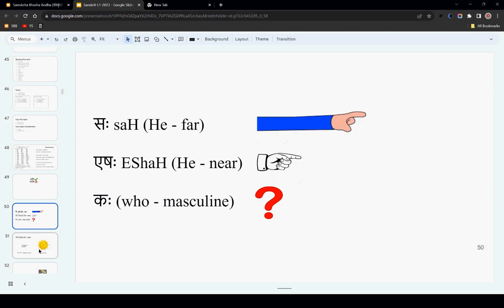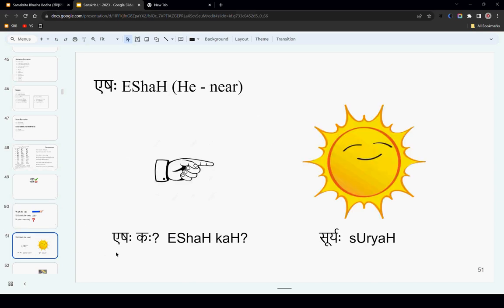But in Sanskritam, we have to use a word with a correct gender when we are using it in a sentence. Example here, Eshah kaha means who is this? Kaha is a pullinga word. Now, as you asked, where is the verb here? The verb is missing here. Right? Esha means this, kaha means who.